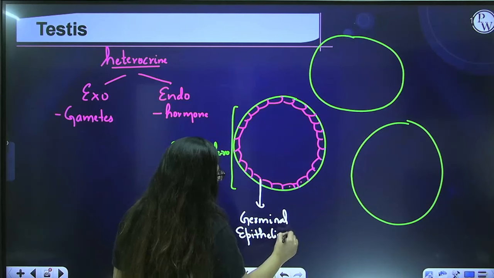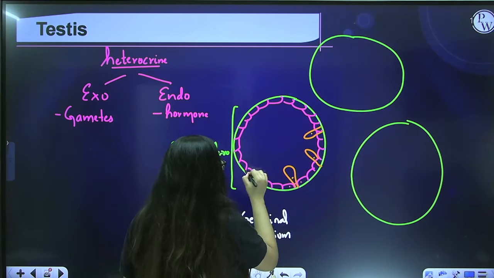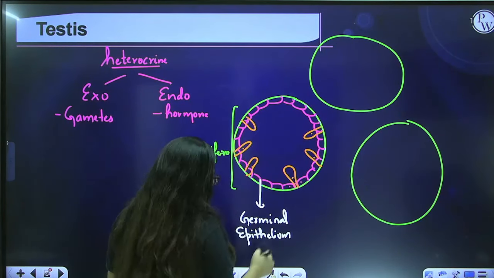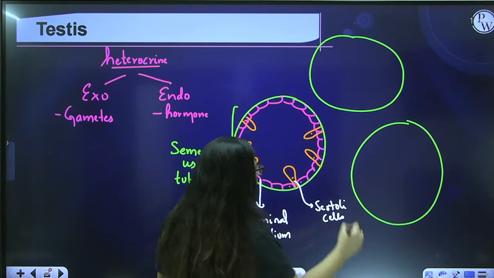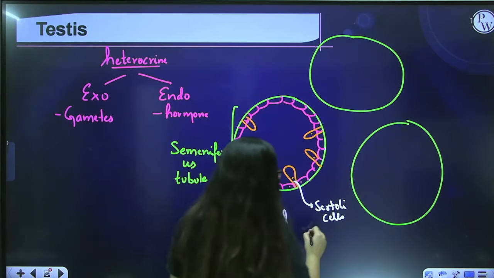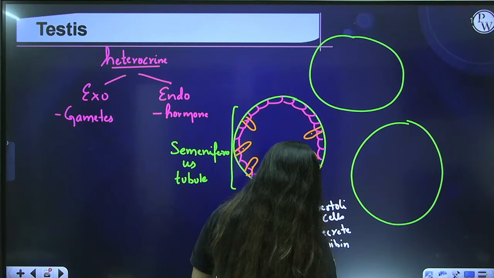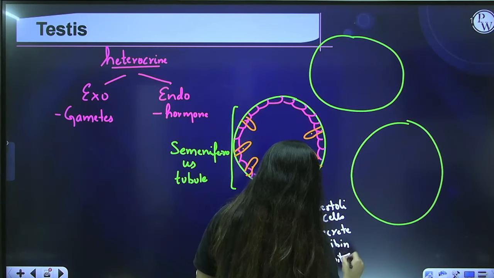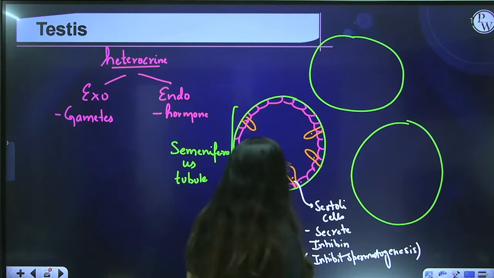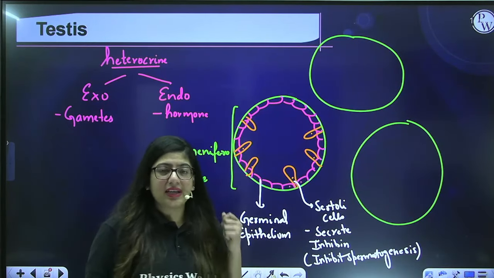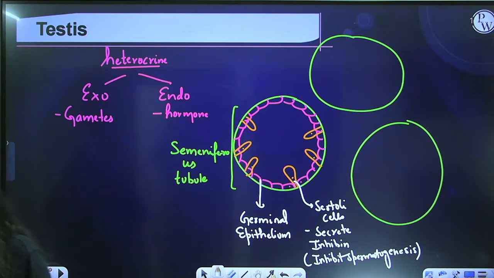Now, in between these cells are tall cells, which are Sertoli cells. Sertoli cells are the cells that help in spermatogenesis, and they secrete a hormone known as inhibin. And inhibin is the one that inhibits spermatogenesis. For example, somehow the amount of sperm increases here. The Sertoli cell will detect it and secrete inhibin so that more formation of sperm should stop, right? Okay.